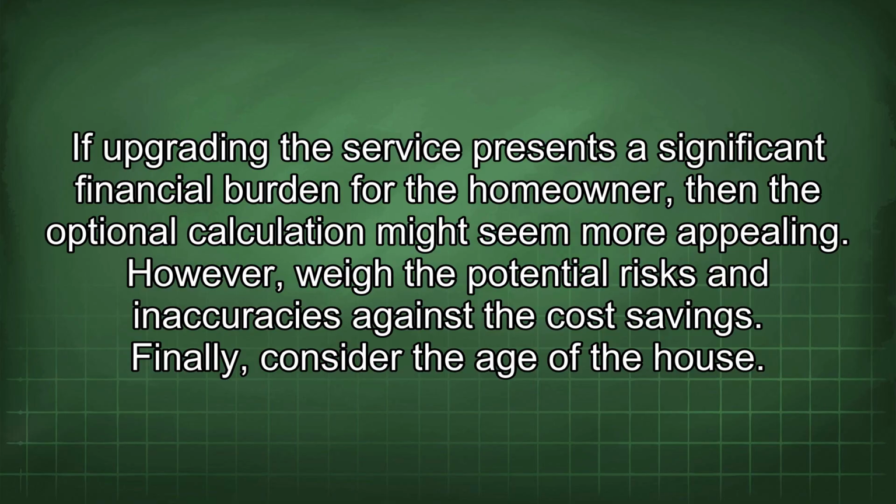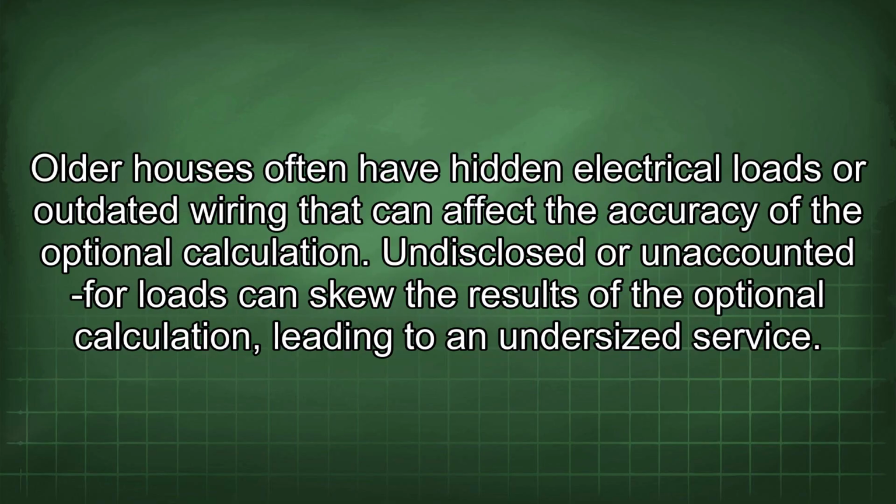Finally, consider the age of the house. Older houses often have hidden electrical loads or outdated wiring that can affect the accuracy of the optional calculation. Undisclosed or unaccounted for loads can skew the results of the optional calculation, leading to an undersized service.